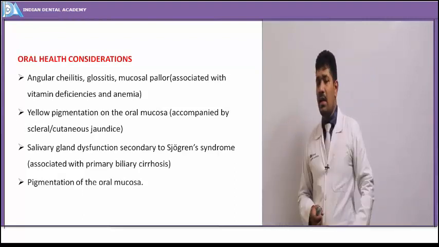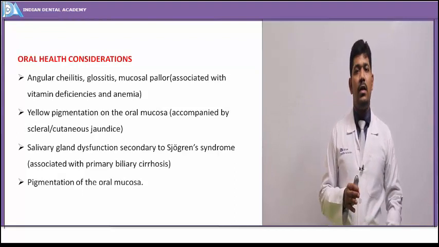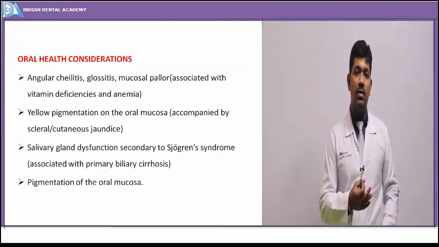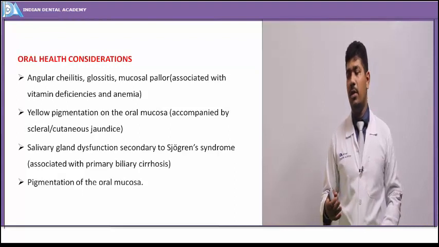We also see an association between the appearance of jaundice and Sjogren's syndrome, which is an autoimmune disorder.